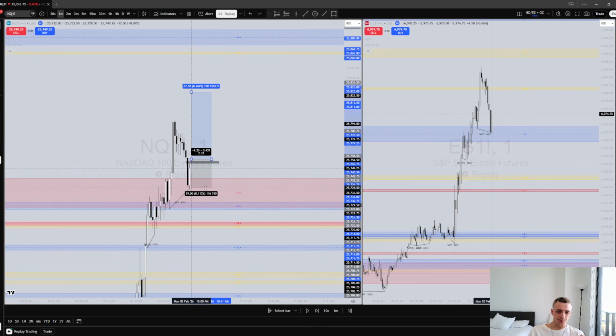Let me throw our stops. Ideally SMT low, but again, that's a 50-point stop. It doesn't really work out that well. I don't like risking that much. It kills my RR. I'd rather throw my stop at the low. Simple as that.